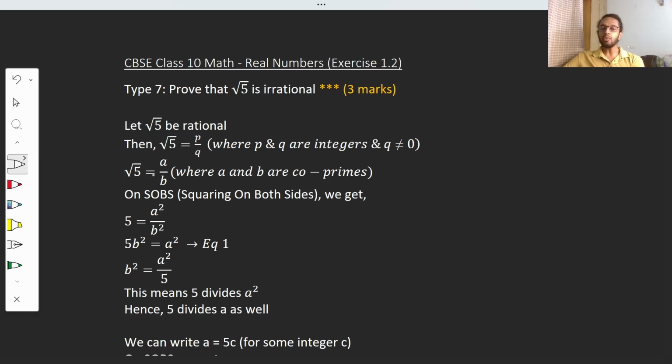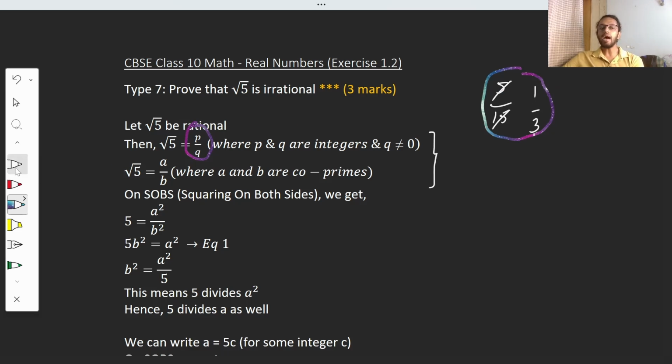Now, root 5 can also be written as a by b, where a and b are coprimes. I would like to explain this particular step. For example, if the p by q that we have assumed is 5 by 15, I'm just giving some arbitrary numbers, then it may be further simplified to 1 by 3. So the p by q that we have assumed in the beginning need not be the most simplified form. It may further be divisible by a number. For example, in the example which I have mentioned, it is divisible by 5.